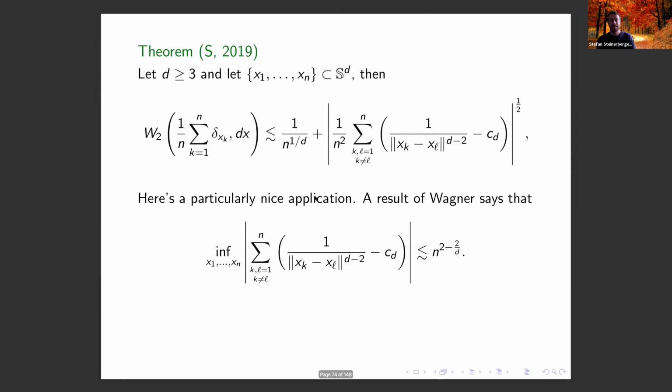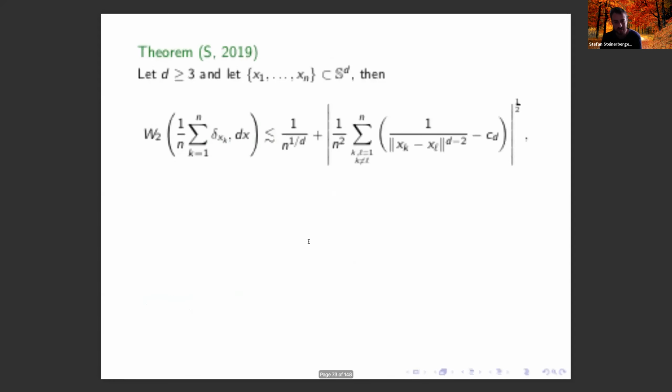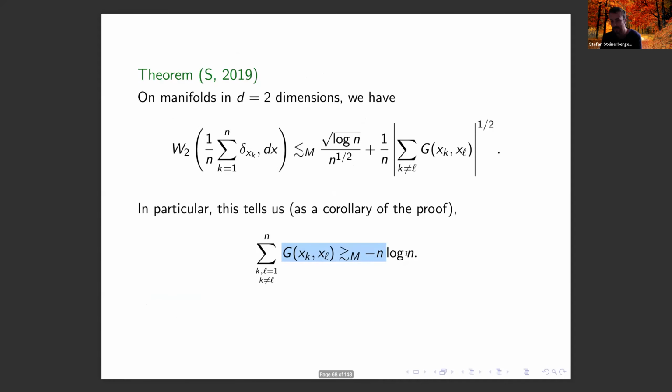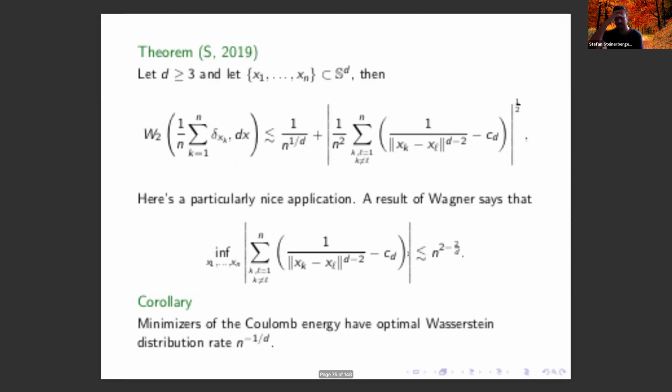So this has a very nice application because it's known from a result of Wagner from the early 90s that this quantity scales like this. And this gives you a corollary that the minimizers of the Coulomb energy have optimal Wasserstein convergence rate. This result of Wagner is essentially the analog of this statement in the general case. But on the sphere, everything's explicit.